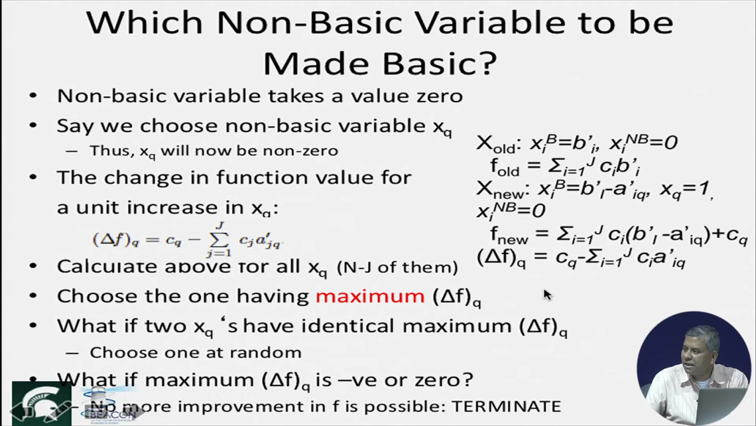Let's say we are currently at a particular corner point, and I have checked all non-basic variables. For all of them, this turns out to be negative or 0. What does it mean? It means we reached a stage where even if we exchange with any of the non-basic variables, I am not going to have an increase in my function value. That means I have reached the optimum. So that's the criterion for stopping the algorithm: when none of the del fq is positive. You asked the question at the right time, because I was going to say that.